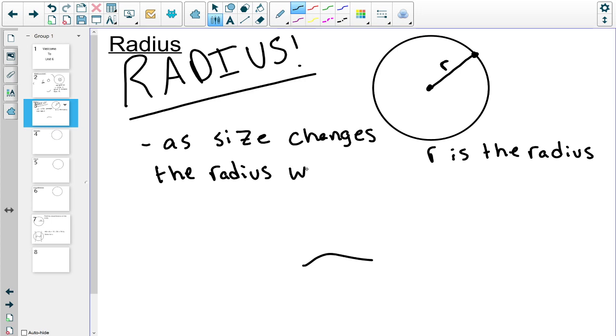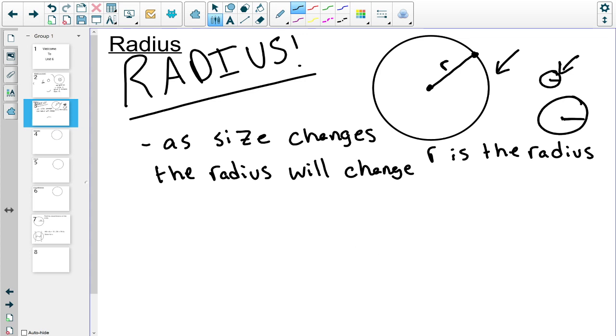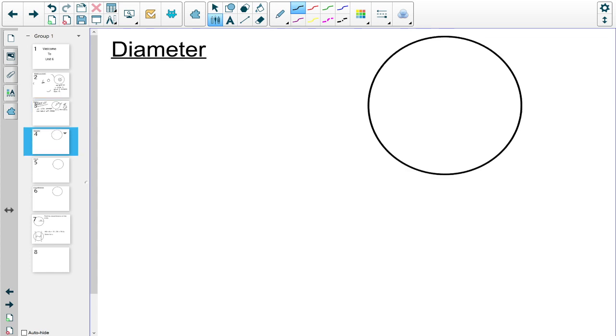The radius will change. So what we're saying here is that if you have a small circle, the radius is going to be smaller. If you have a medium-sized circle, it's going to be in between that of this one and this one. So that radius is going to change in length as the circle changes. It's not a fixed number or anything like that. Something very similar to the radius that you need to know is the diameter.